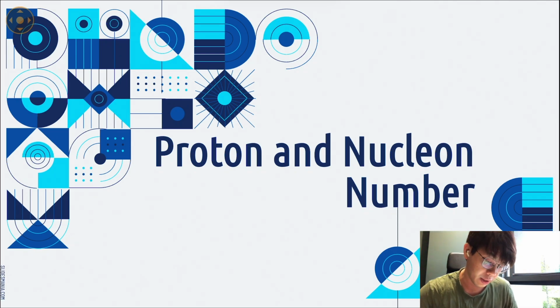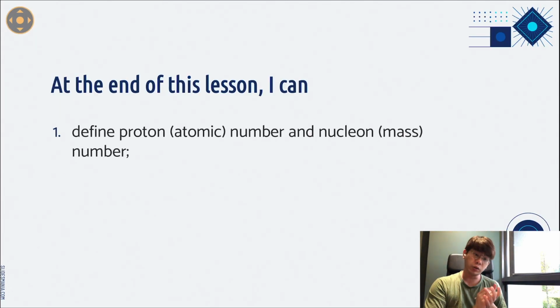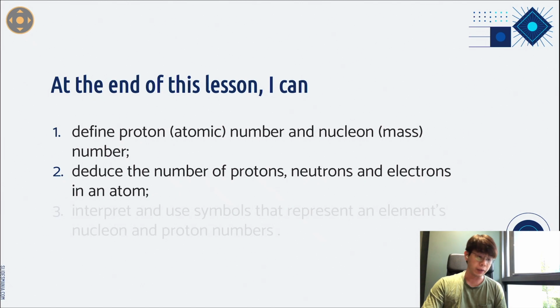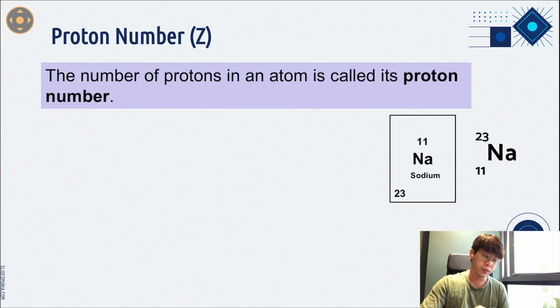Hello everyone, in this video we'll be talking about the proton and nucleon number. By the end of this lesson, you'll be able to define what a proton number and a nucleon number are. Then you will be able to deduce the number of protons, neutrons, and electrons in an atom based on the proton number and the nucleon number. You will also be able to interpret and use symbols to represent elements, proton and nucleon number, symbols that look something like this. So let's begin.